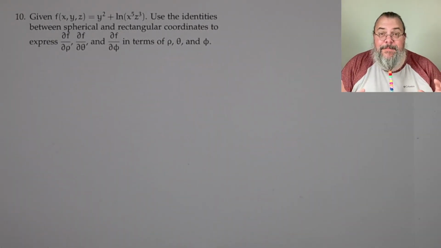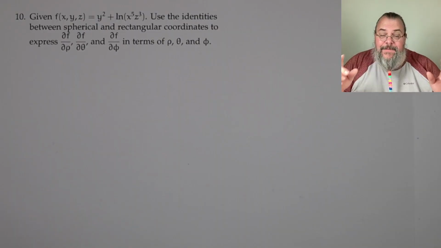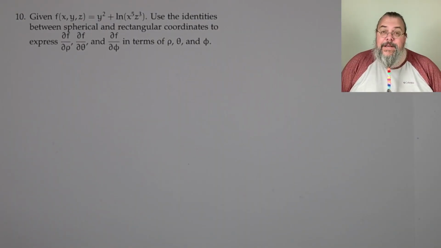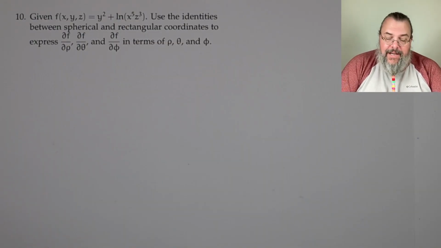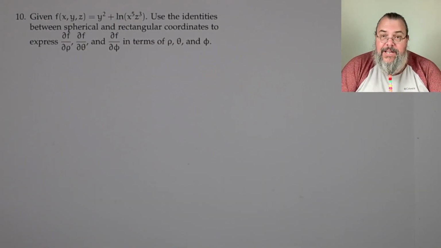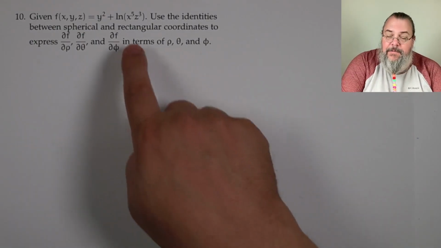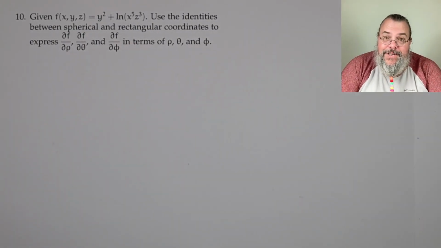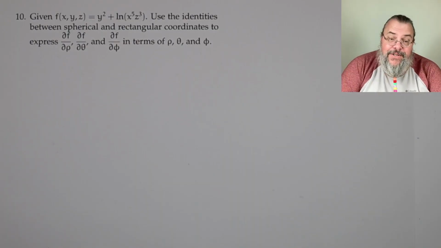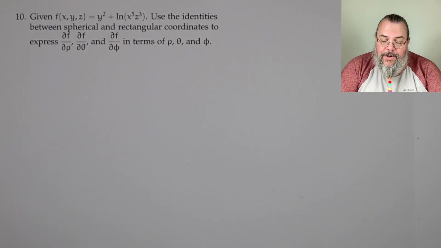Our last problem, number 10. Given f of x, y, z is y squared plus the natural log of x to the 5th z cubed, use the identities between spherical and rectangular coordinates. Rectangular, by the way, is another way to say Cartesian, to express partial f, partial rho, partial f, partial theta, and partial f, partial phi in terms of rho, theta, and phi.